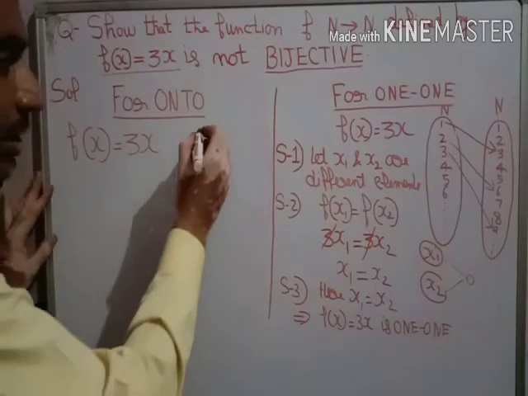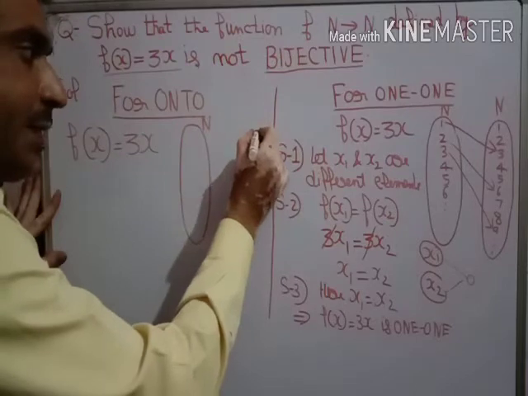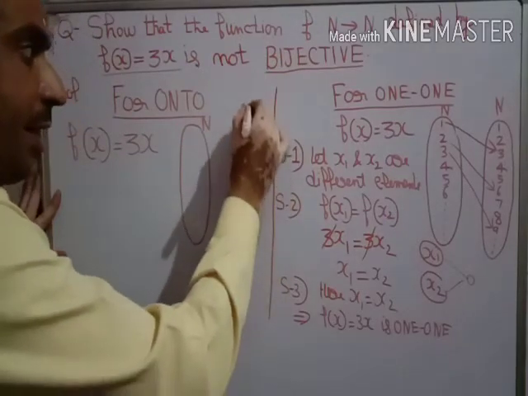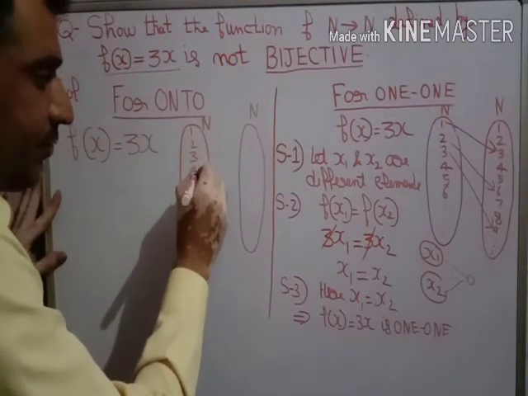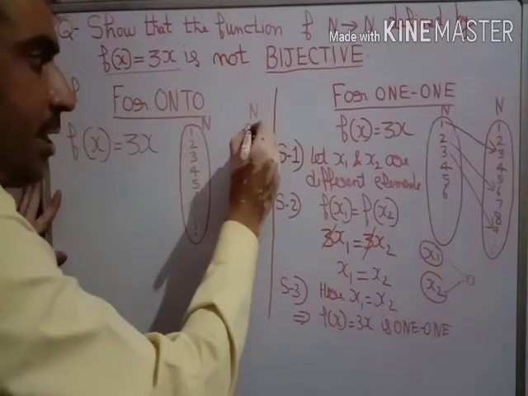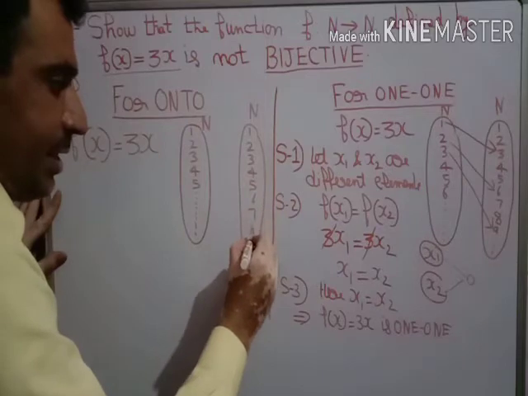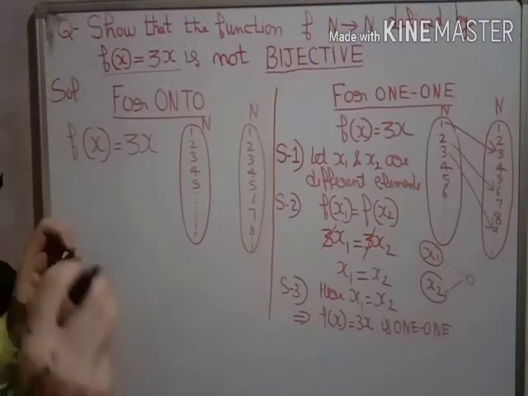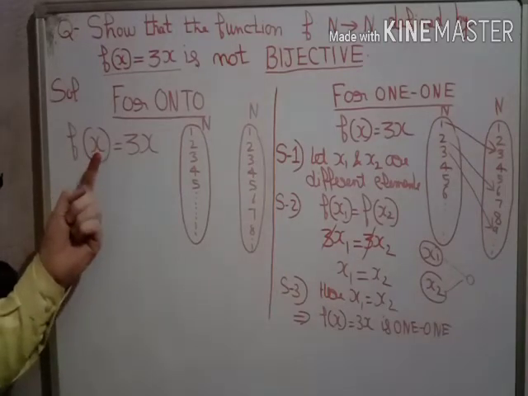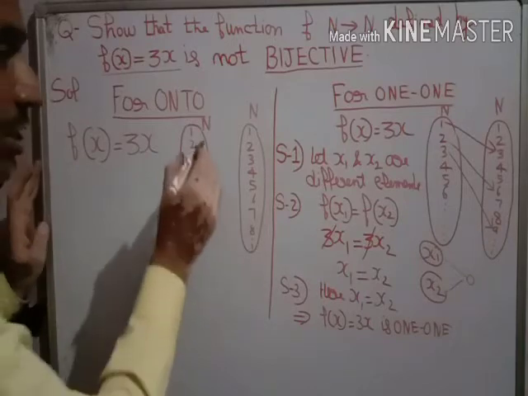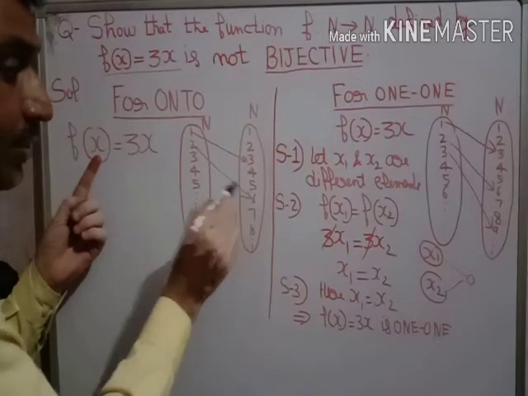Let's see. I'll take the first set, that is natural numbers, and the second set is also natural numbers, and I'll take some natural numbers in this set: 1 2 3 4 5 and so on. I'll take 1 2 3 4 5 6 7 8 and so on. Let us give the input and get the output. If I put x equals 1, I'm getting output 3 into 1 equals 3. If I'm giving the input 2, I'm getting the output 6.